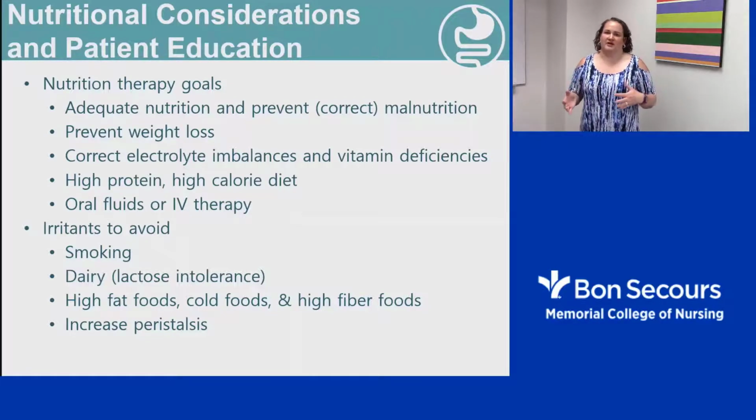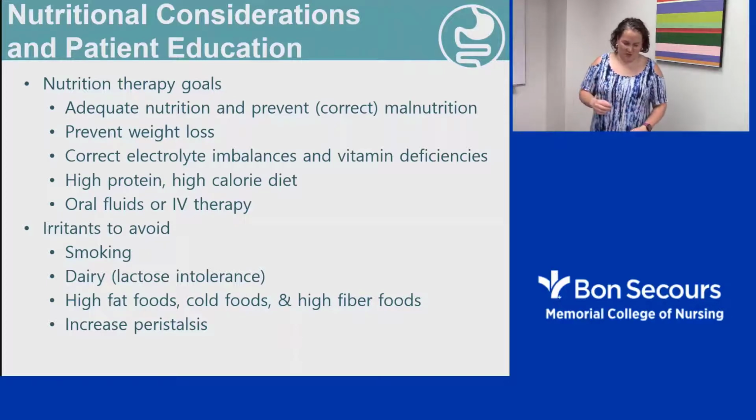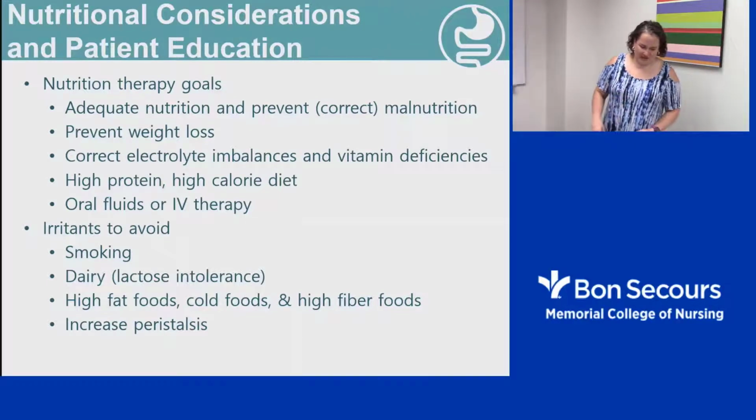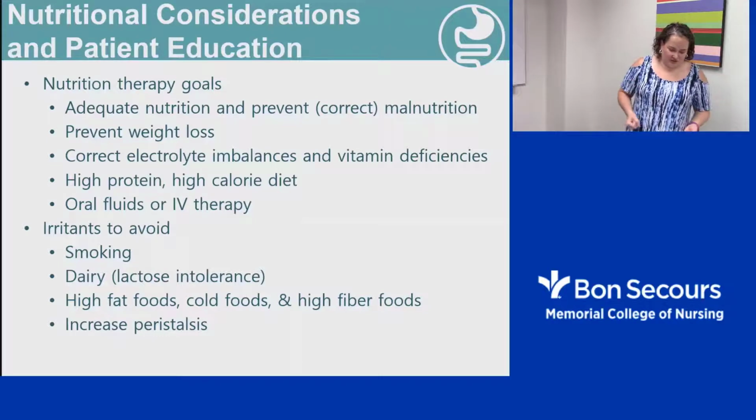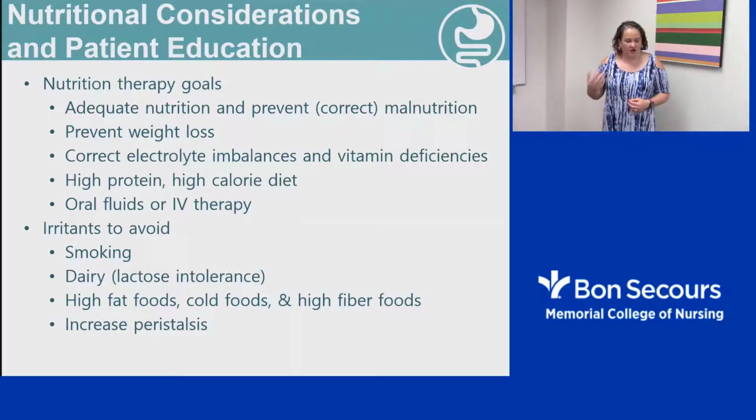Irritants to avoid. So we want to make sure that we're looking at things that will increase peristalsis, and we want to avoid those things. So, for instance, smoking will increase peristalsis. Dairy can potentiate diarrhea, especially with lactose intolerance. Cold foods increase peristalsis, and carbohydrates can also increase diarrhea.